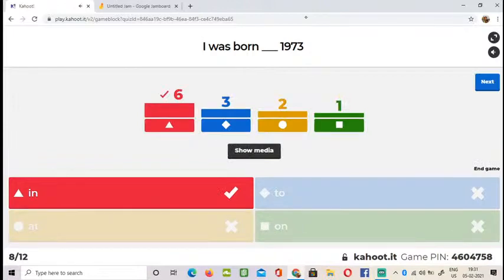Okay, I've got six correct answers and six wrong answers. No problem, you can try in the other questions. It's I was born in 1973. So we are mentioning a year, which is a long time period. So it is in 1973. If you see the triangle, in is the broadest, and year is also broad, so it is in. I hope you got it. Now let's move on to the next question. Before that, let's see the scoreboard.